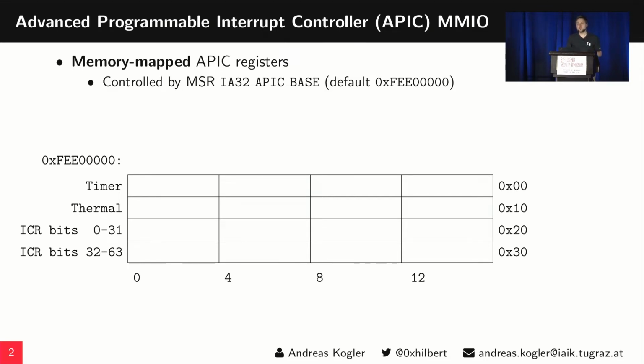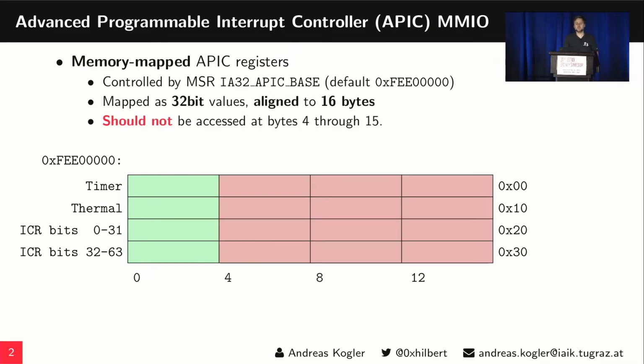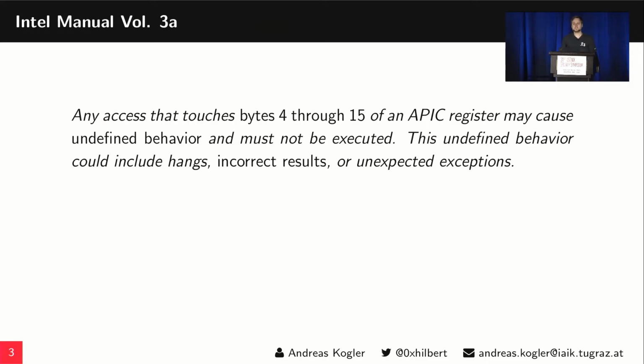It has a base address where it's physically mapped, so we can use that MMIO address, basically. The important part here is that the configuration says there are usually 32-bit registers, which are aligned to 16 bytes. So there's a lot of free space in that MMIO region which is actually not used. And you should not access bytes 4 to 15. Why should we not access them? Because Intel says so. Intel says that bytes 4 to 15 should not be accessed, otherwise you get undefined behavior or incorrect results. So what do we do?